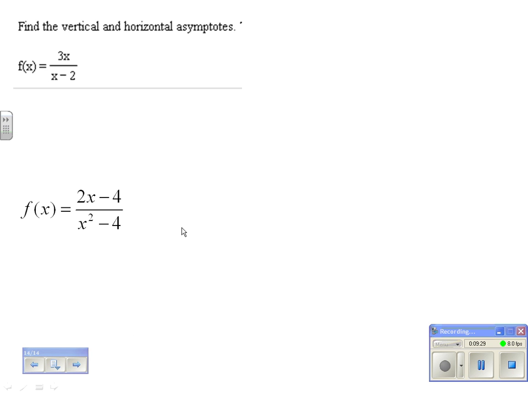So on this first one, if I want to find the vertical asymptotes, that's where the bottom equals 0, which would be at x equals 2. Then I would look and say, well, my powers here are the same, so I'm going to take the leading coefficient on each one. That would be 3 over 1, which is 3. So my horizontal asymptote is at 3.